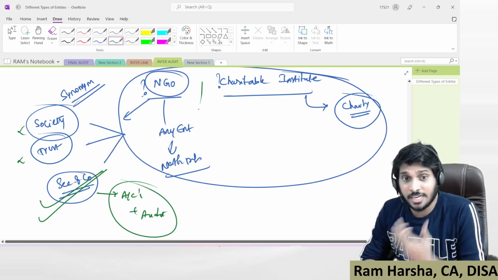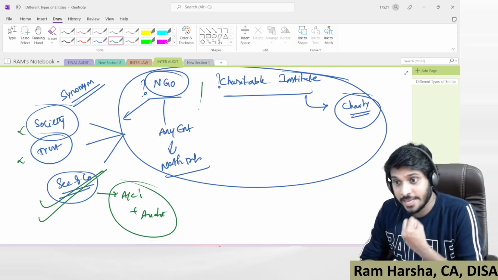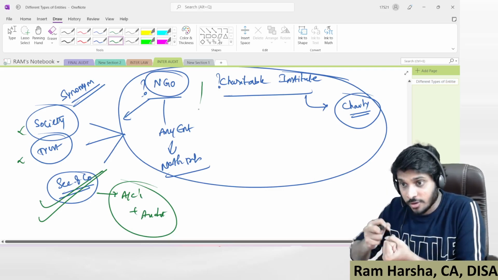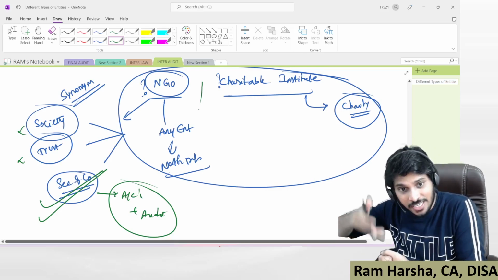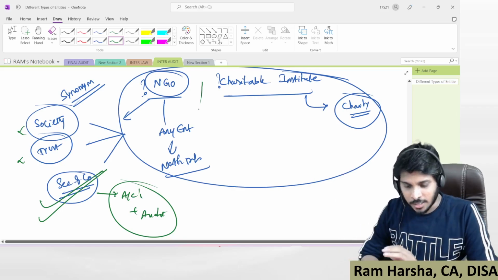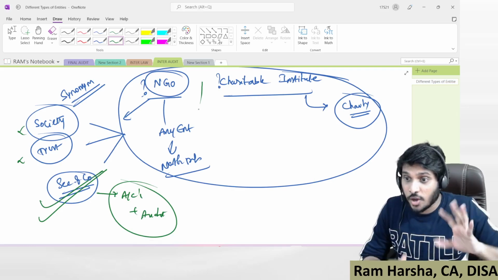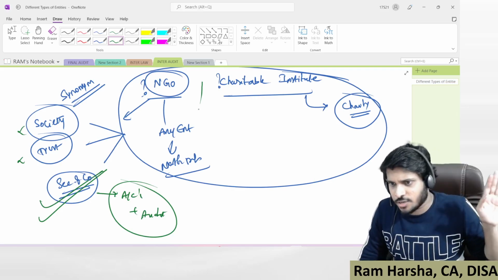A charitable institute definitely works for charity. They will have so many expenses in the form of donations given, in the form of conducting various activities, and all that. Whereas an NGO may not have any donations given. They will incur expenditure on the objective of the NGO, whatever the objective of the NGO is.